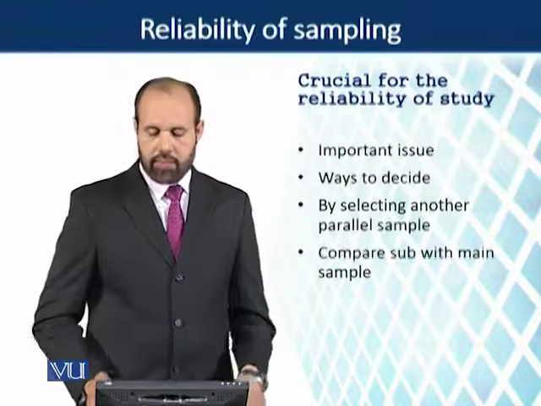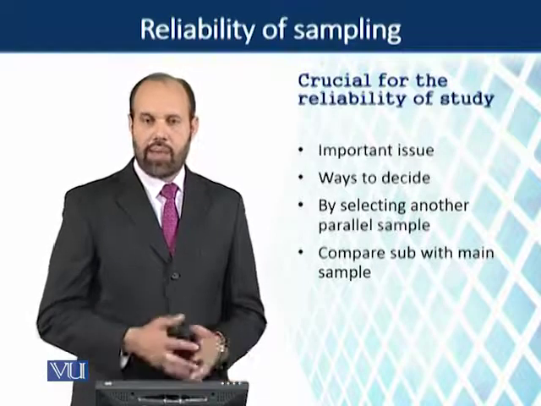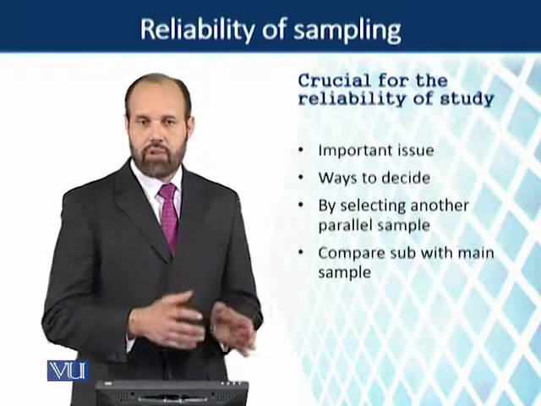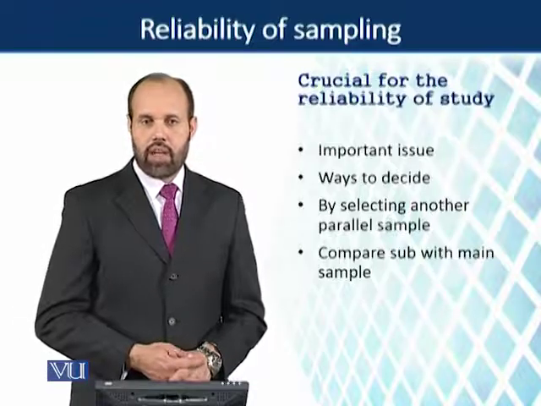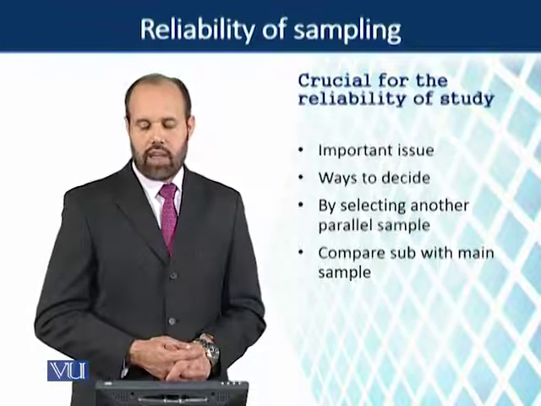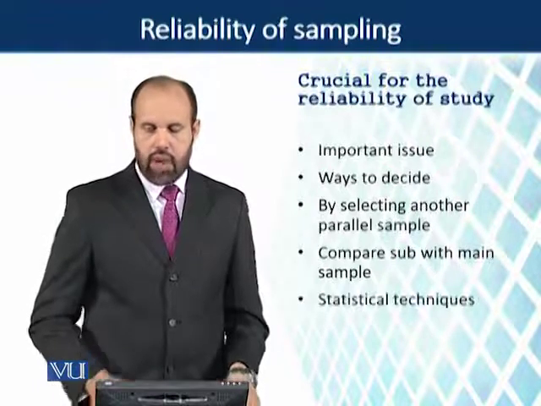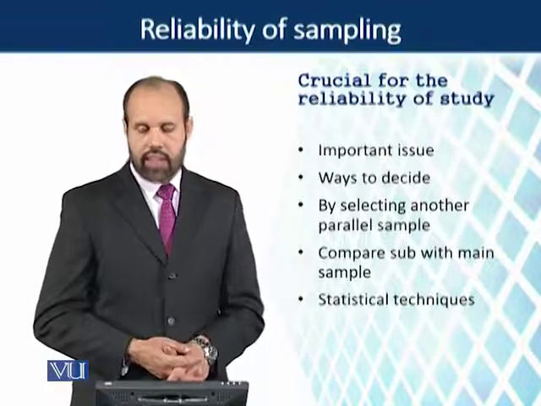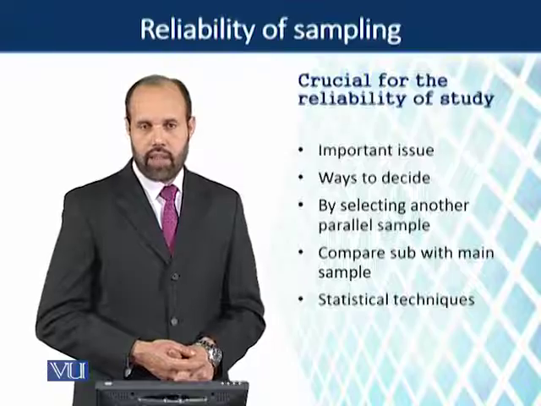Then we also have another possibility if we are comparing a sub-sample with the main sample, right? Because if there is the main sample and we are also maintaining a parallel sampling, then the parallel sampling would give us an opportunity to make sure that whatever we are selecting is appropriate and accurate. So that's an important way to have a reliable sample.